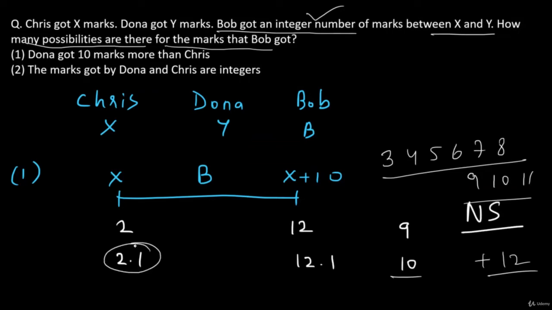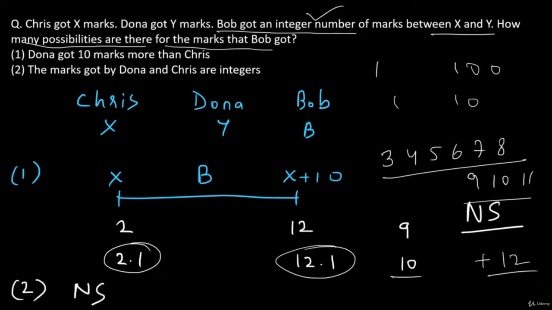If you did not see this part, then you would have marked that this question can be solved with statement 1 alone. Alright, now what about statement 2 alone? The marks got by Donna and Chris are integers. If we use this statement alone, there's nothing that helps us, right? It could be anywhere, anything. It could be 1 and 100, or it can be 1 and 10, or anything. So statement 2 alone is clearly not sufficient.